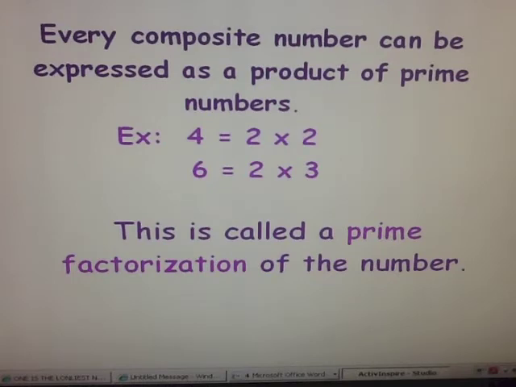Every composite number can be expressed as a product of prime numbers. For example, 4. We can write 4 as 2 times 2, where the 2's are prime numbers. And 6. 6 can be written as 2 times 3, where 2 and 3 are both prime numbers. This is called a prime factorization of the number.